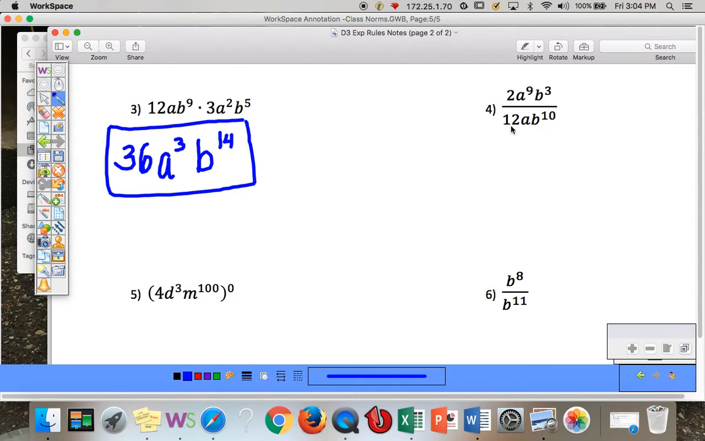Number 4, 2 divided by 12 is 1/6. You can write the 1, you don't have to. Well, maybe not put the 1 here, but it's 1 over 6. We have 9 a's on top and 1 a on the bottom, so when you cancel, there's 8 left on the top. We have 3 b's on top and 10 on bottom, so when you cancel, there's 7 b's left on the bottom. So this is a to the 8th power over 6b to the 7th.